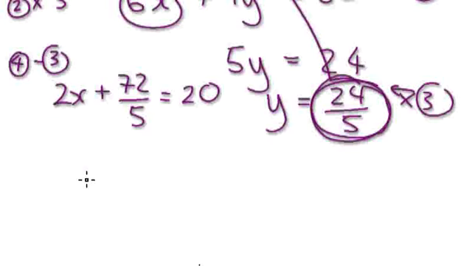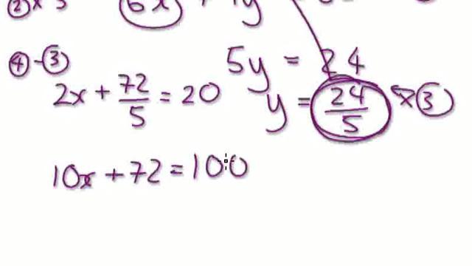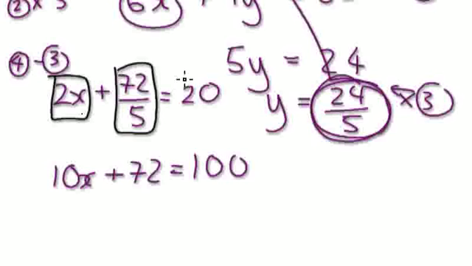Let's times everything by 5. Do whatever way you want in order to solve x here. I'm just going to times everything by 5. So this would give me 10x, and there are lots of ways of doing it. 10x plus 72 equals 100, because times everything by 5 here. This times by 5 would give us 10x, this would just give us 72, and this would give us 100.